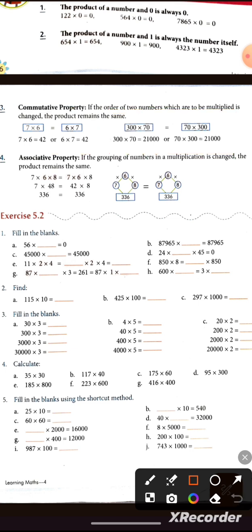Now come to the next one, that is the associative property. In this we see by grouping. For example, 7 into 6 into 8. Here, first of all, we have to multiply 8 into 6. 8 into 6 is equal to 48. And then we have to multiply it by 7. Okay, the answer is 336. Now here, on the other side, 7 into 6 is equal to 42. 42 into 8 is equal to 336.